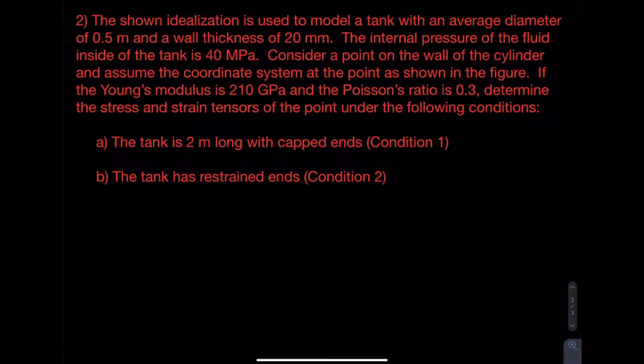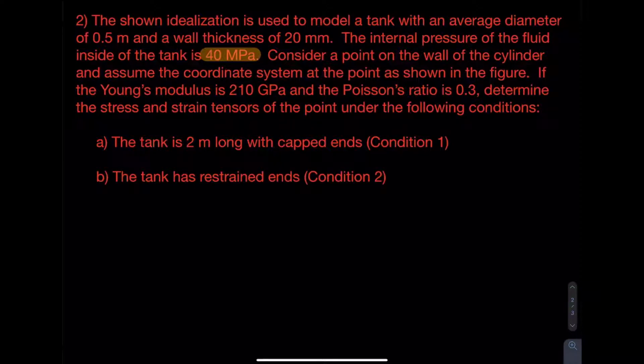Now, the figure it's referring to is the one that I showed you guys in the theory examples in those slides. However, in your guys' quiz, you are also re-shown this figure, so you are very well aware of what it looks like. And it says the internal pressure of a fluid inside the tank is 40 MPa. So this 40 MPa that's right here is actually that pressure P that we're going to need to calculate our stress tensor.